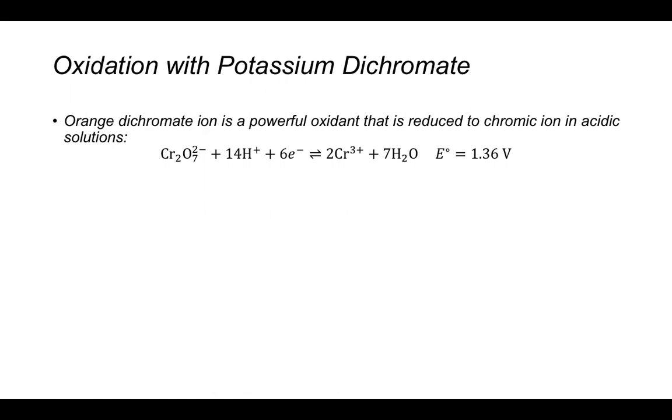Oxidation with potassium dichromate. This is another common oxidation agent, although all of these have been stoichiometric oxidations, meaning that it's basically 1-for-1. So it produces quite a lot of waste. But if you're doing it for small amounts, it's probably okay.